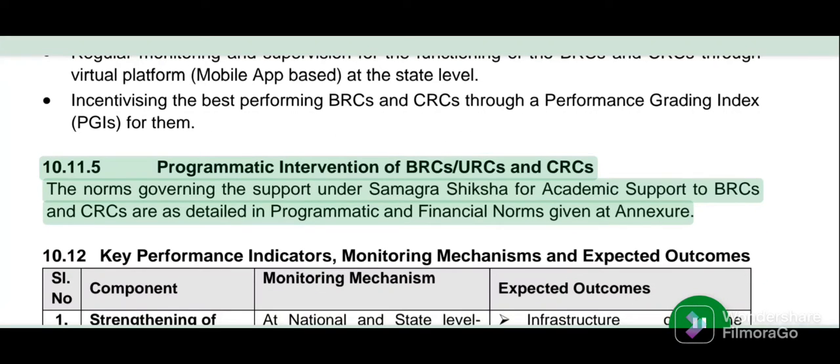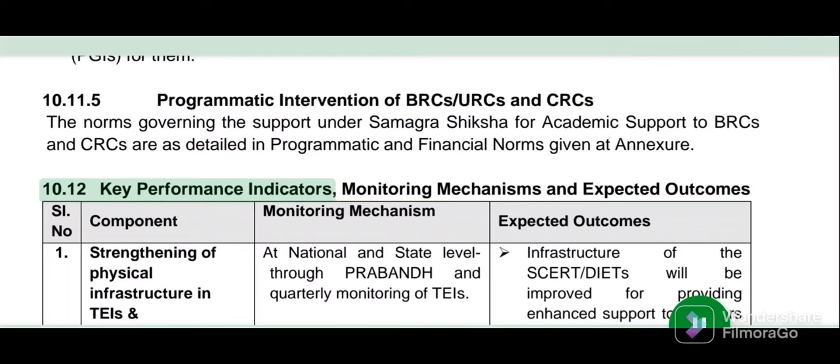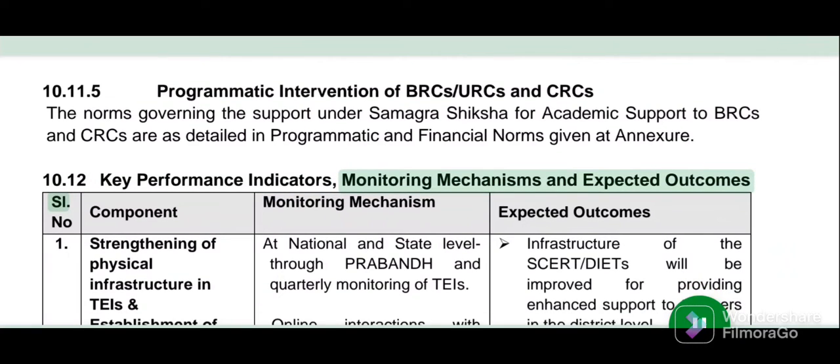10.11.5 Programmatic intervention of BRCs, URCs and CRCs. The norms governing the support under Samagra Shiksha for academic support to BRCs and CRCs are as detailed in programmatic and financial norms given at Annexure. 10.12 Key performance indicators, monitoring mechanisms and expected outcomes.